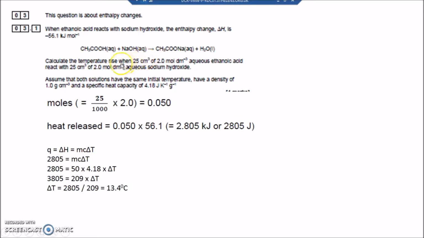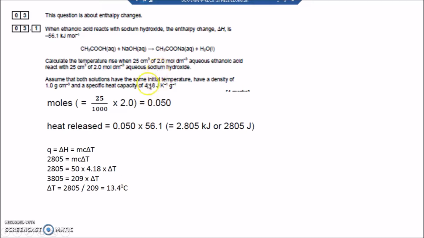What's the mass of the liquid that I've got? Well, I've got 25 centimeters cubed of each. That's 50 centimeters cubed. Assuming a density of 1 gram for every centimeter cubed, I've got 50 grams. So my mass is 50 grams. C is 4.18, specific heat capacity. Delta T, I don't know. I've multiplied out the 50 by the 4.18, so 2,805 equals 209 multiplied by delta T. Delta T is 2,805 divided by 209, 13.4.